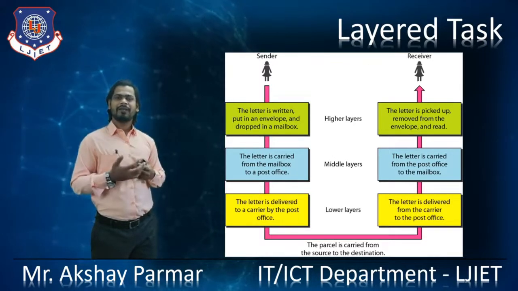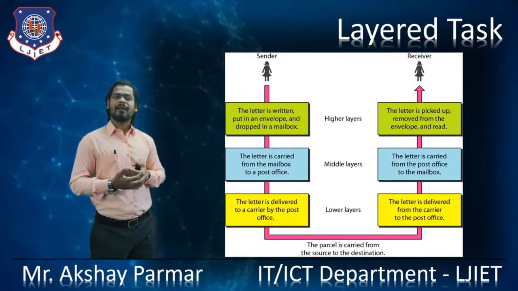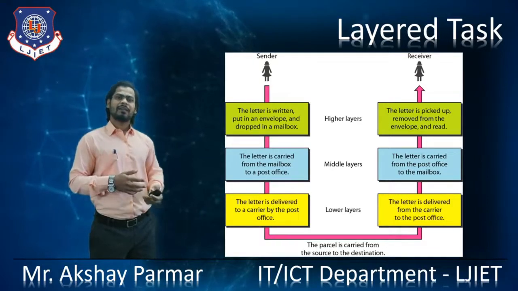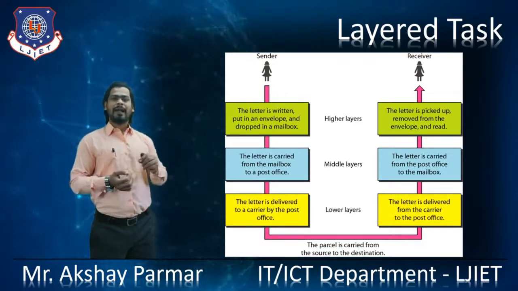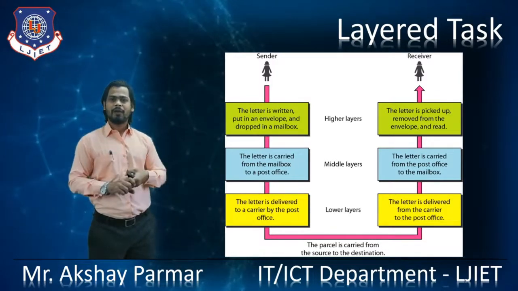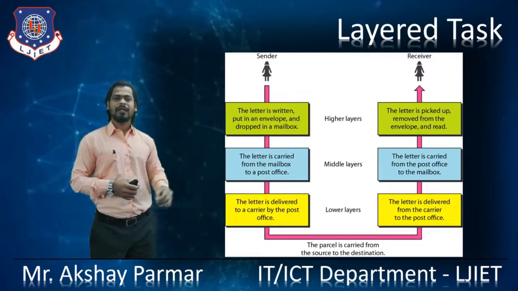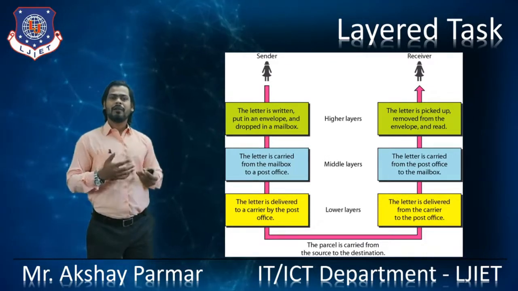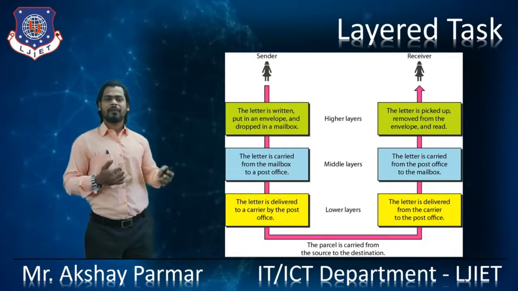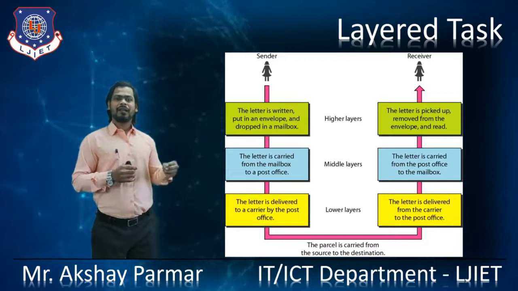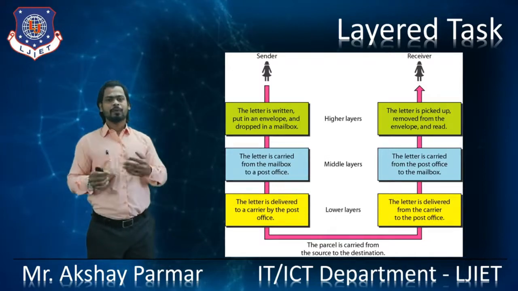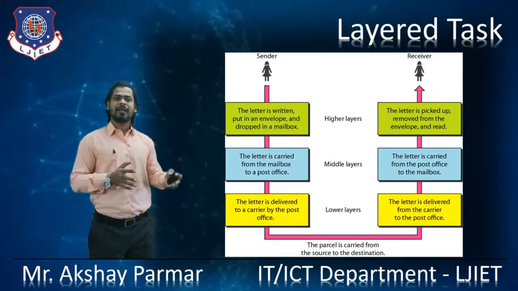We can divide the task into the higher layer, middle layer, and the lower layer. In the higher layer task, you as the sender will write the letter by hand or get it printed, put that letter into the envelope and drop it into the mailbox, right? This is the higher layer task done by you. After that, the middle layer task at the sender side will be performed. In the middle layer task, the letter that is dropped by you into the mailbox is carried to the post office.